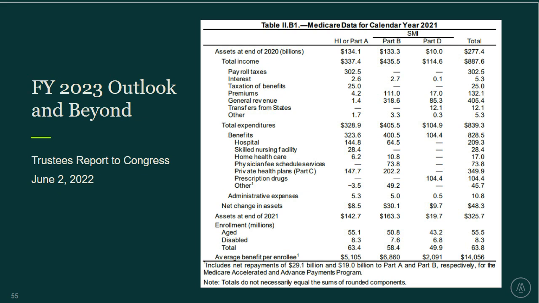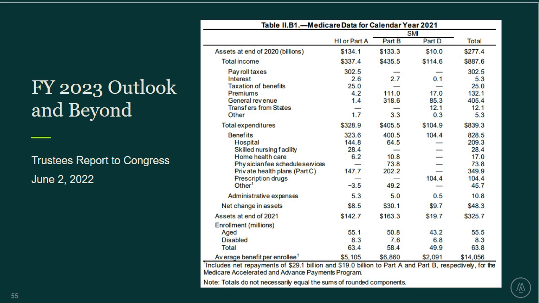So if you look at this slide and stick to the first column, the health insurance or the Part A trust fund, you can see that projected income is at $337.4 billion, with projected expenditures at $328 billion, and that's a pretty small gap between the two, only $8.5 billion. And you can see from the expenditures column, almost $145 billion will be going to hospitals for payments, but also $148 billion will be going to Part C health plans, and that's on the Part A side, not including the $200 billion on the Part B side for almost $350 billion.